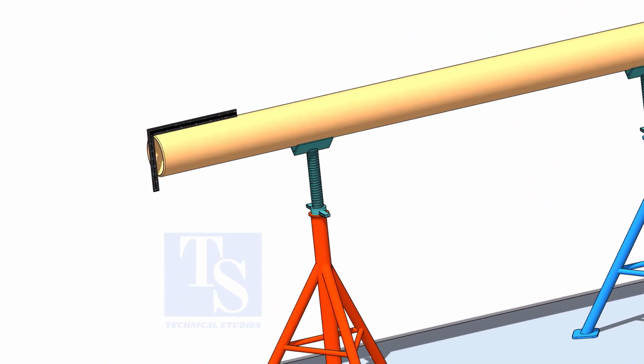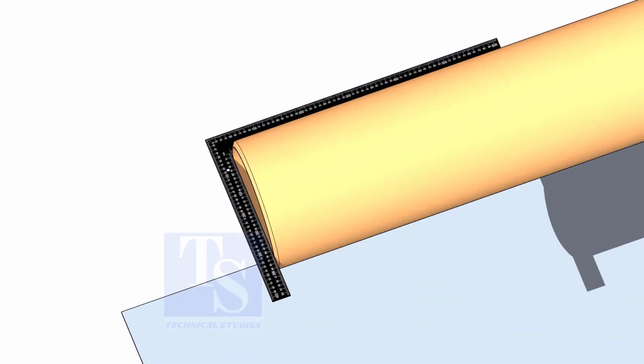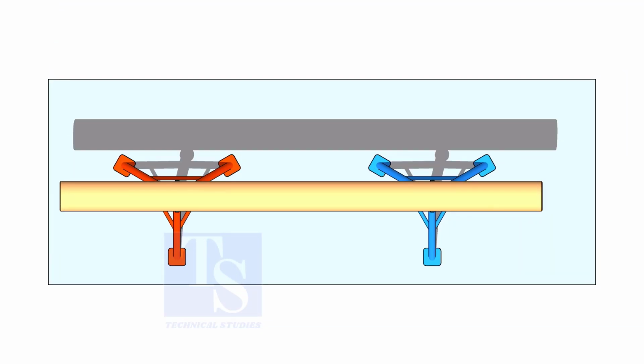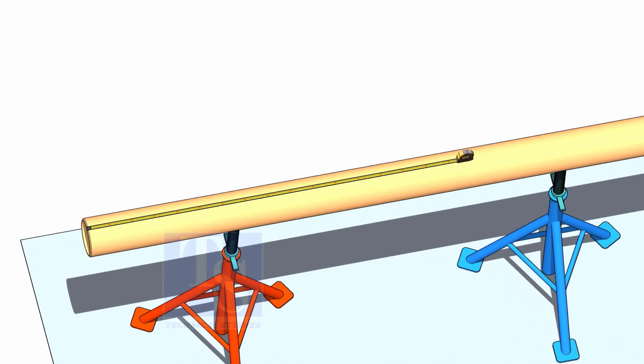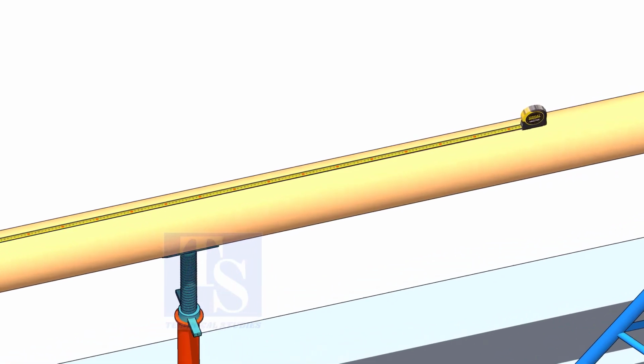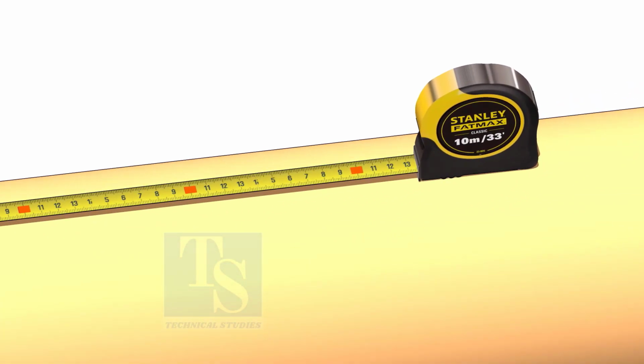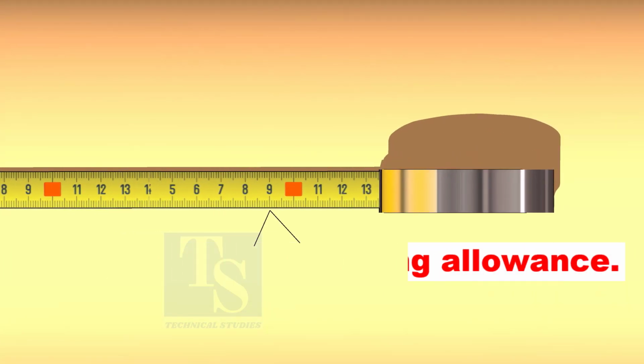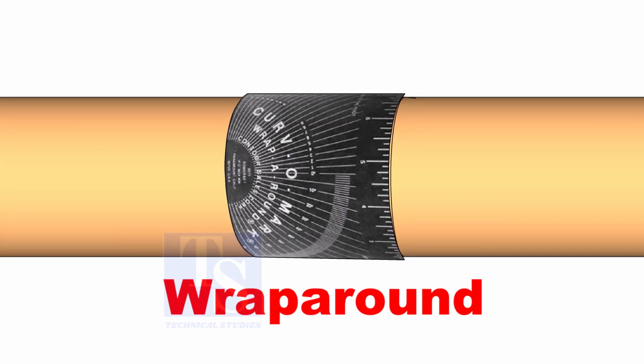Most of the time, the new pipe ends are machine beveled. But for good fabrication practice, check the squareness of the pipe before marking the length. Mark the required length of the pipe, if required, add cutting allowance. Use a wraparound to draw the circular line.